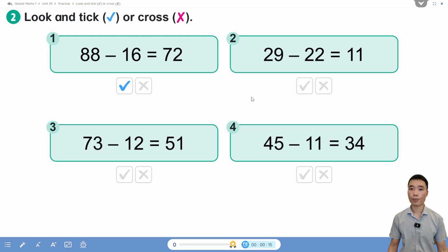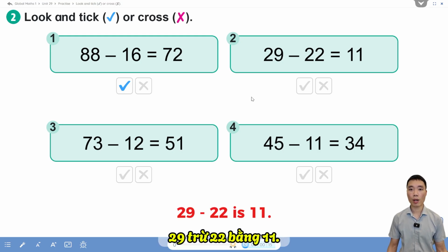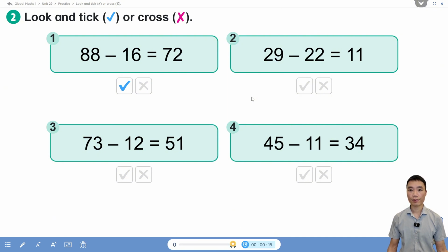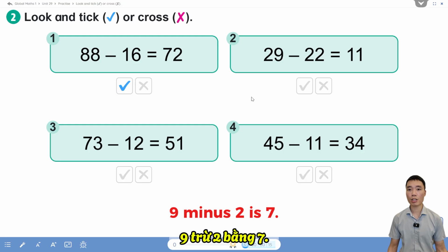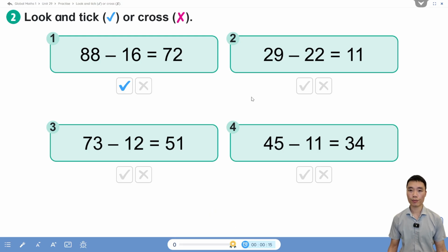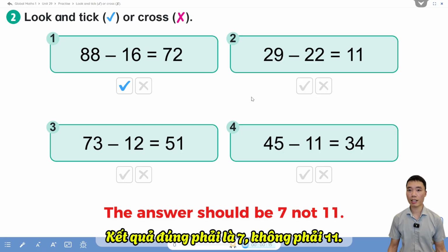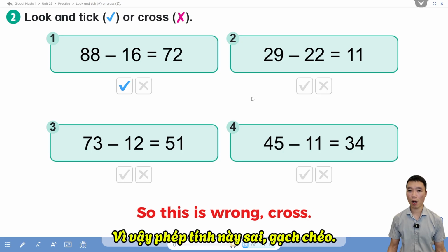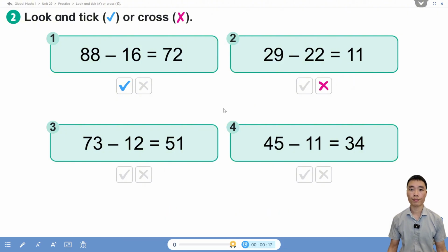Number 2. 29 minus 22 is 11. 9 minus 2 is 7. 2 minus 2 is 0. The answer should be 7, not 11. So this is wrong. Cross.